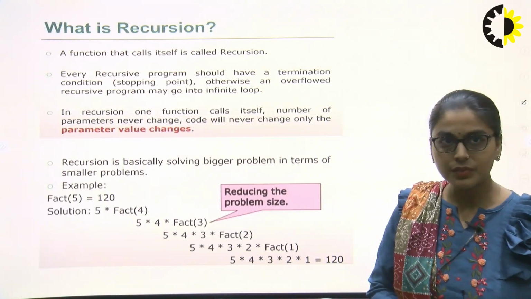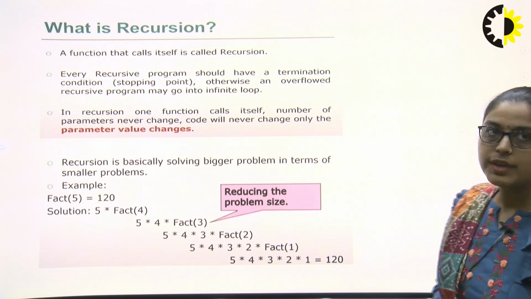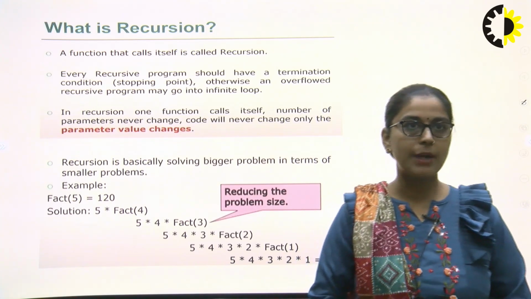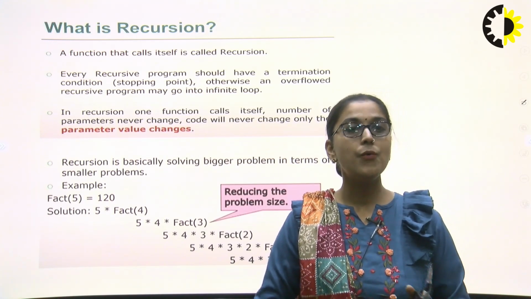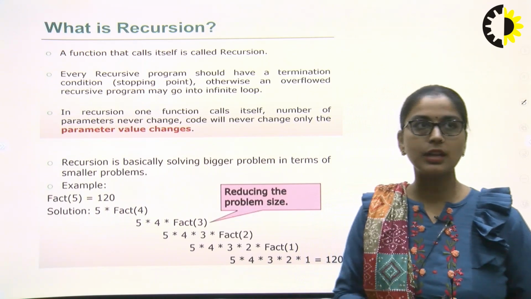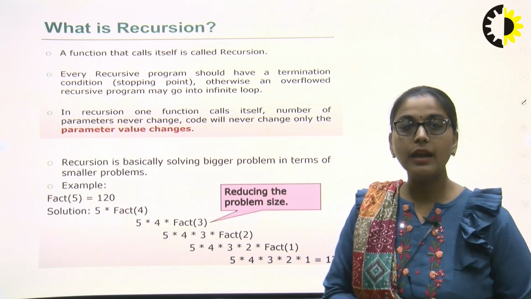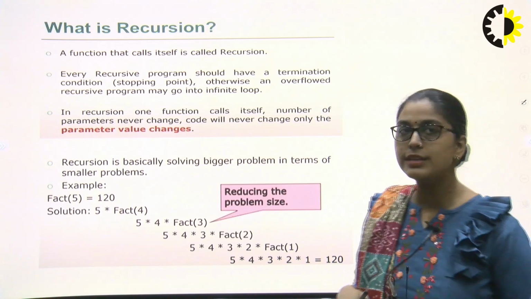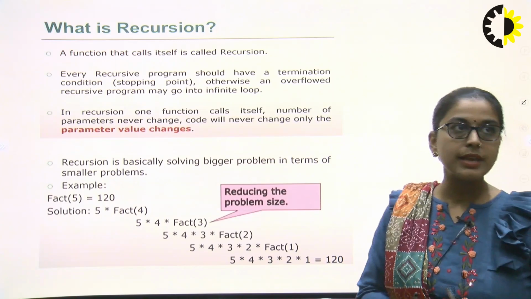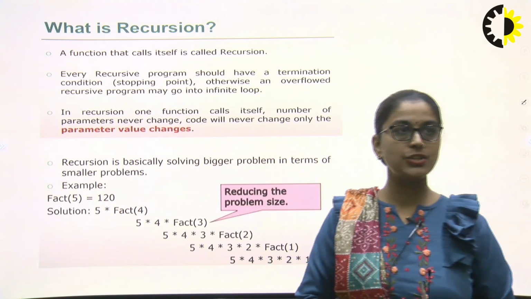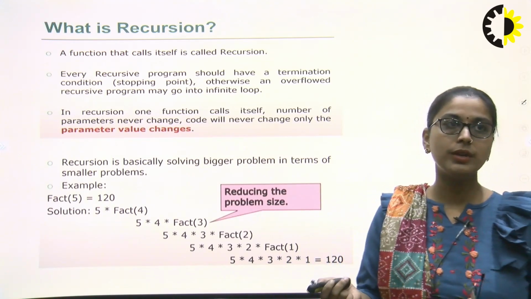So let's start. Firstly, we should know what recursion is. As we all know, we already learned about this topic in our first year in C programming, so I am just revising it. When a function calls itself again and again in its definition, this phenomenon is called recursion, and that function is called a recursive function. Every recursive program should have a termination condition, known as the base condition. Otherwise, the code goes into an infinite loop.